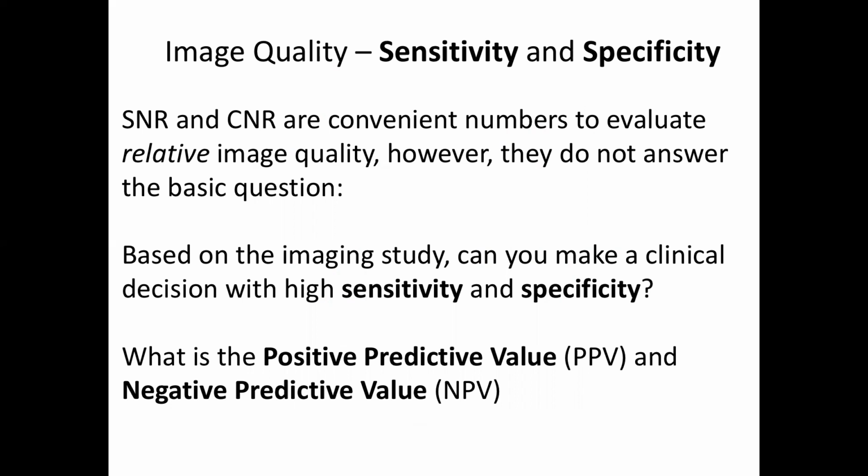And so we can tune our imaging system and improve our detectors and change our protocols such that the SNR and CNR are optimal per unit time or per unit dollar or whatever you want, per unit dose. And the question is, does it answer this question? Based on this imaging study, can you make a clinical decision with high sensitivity and specificity? So you need to map it at least that far, right?